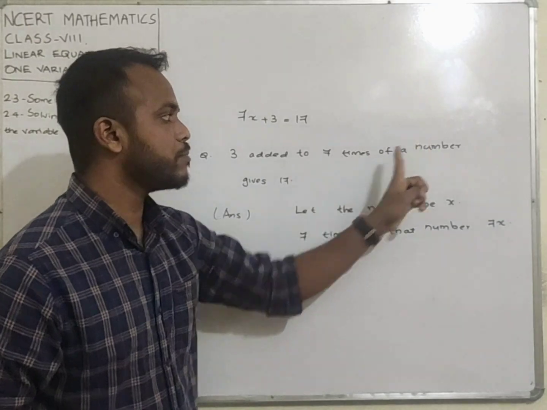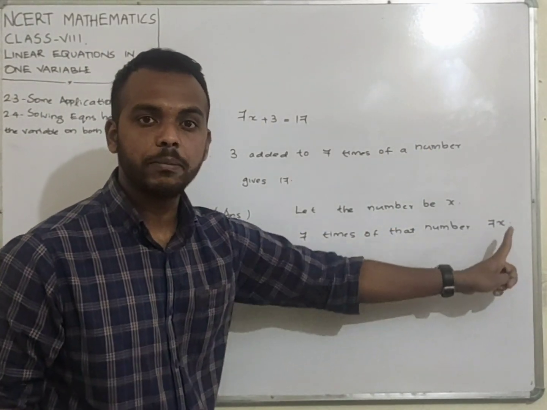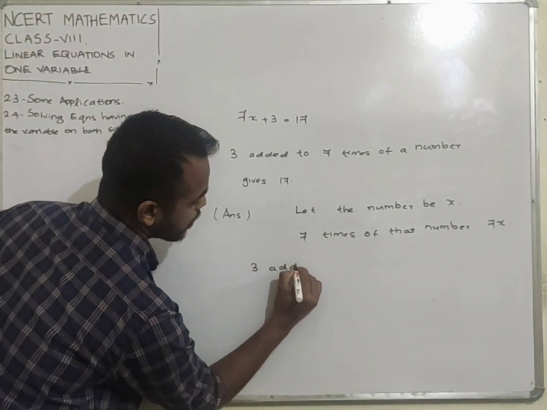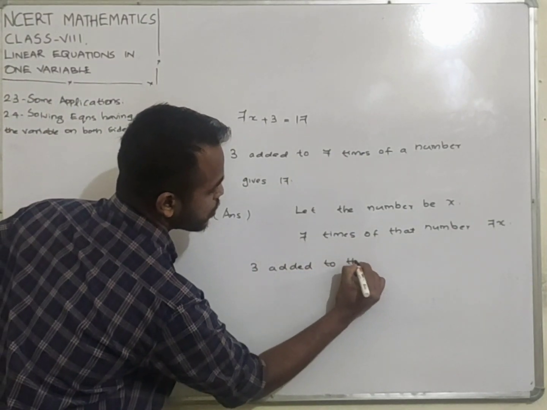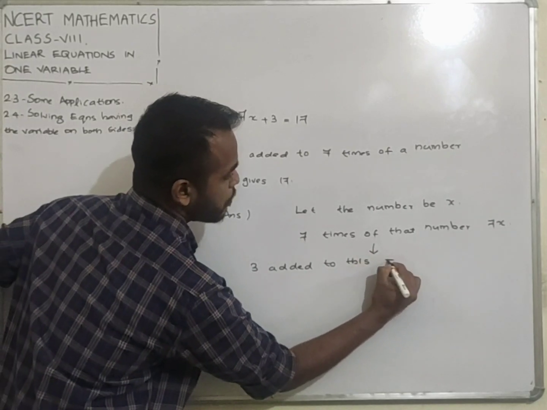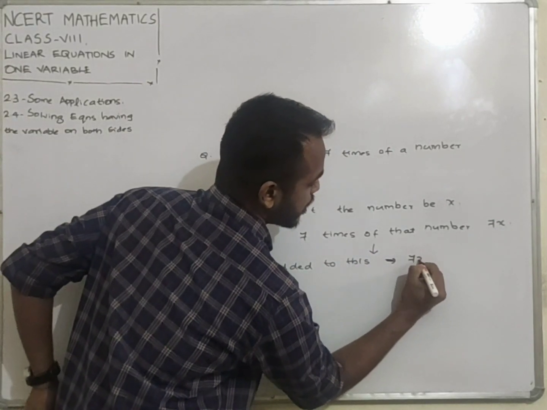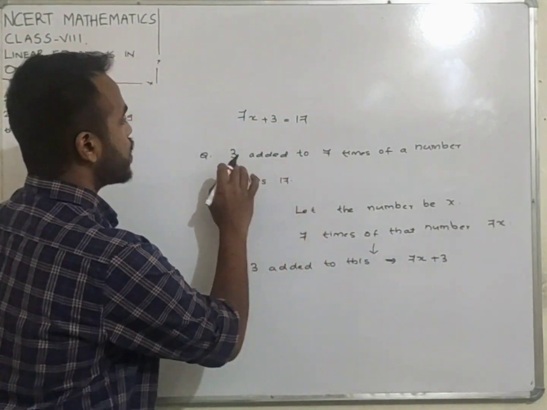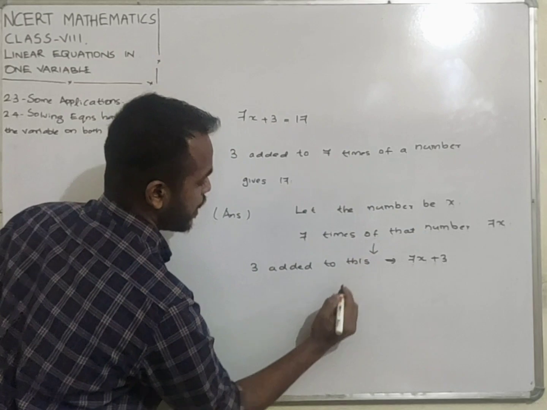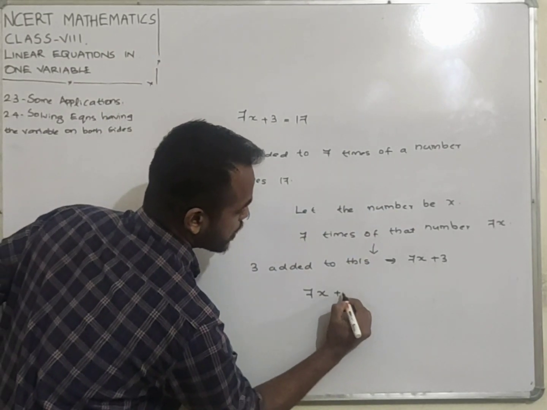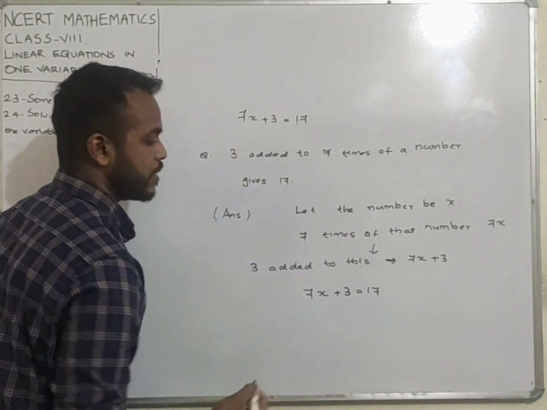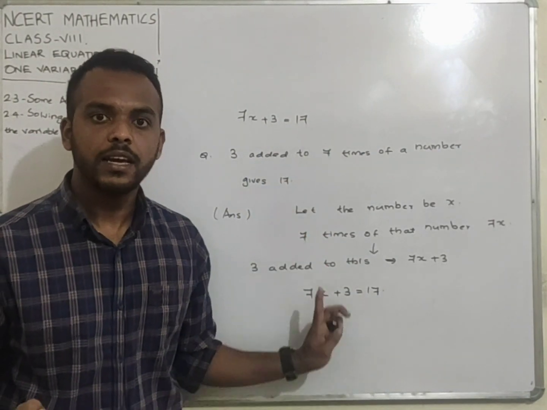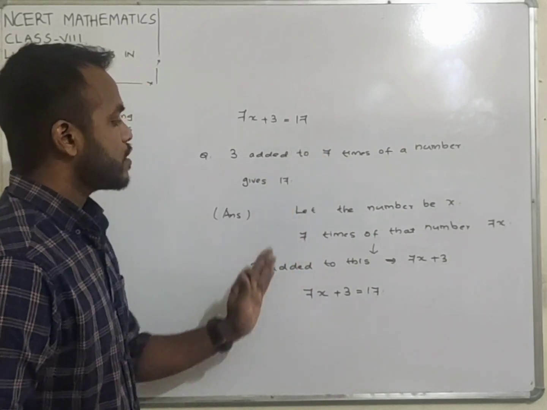3 added to 7 times of a number. We have written 7 times of a number as 7x. So 3 added to that means 7x + 3. And what does that give? It gives 17. So we can write 7x + 3 = 17. This is the way to form an equation from the given set of statements. I think it's clear. Now let's solve this one.